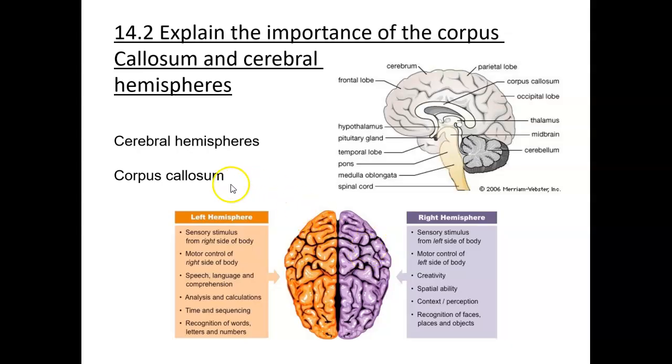So what I'd like to point out is that the right and the left sides of the brain do different things. It's not all symmetrical. So if you have damage to one part of the brain, it might only affect a very specific function.